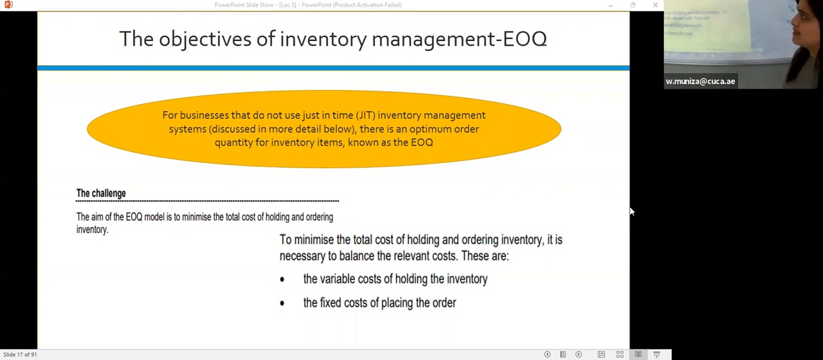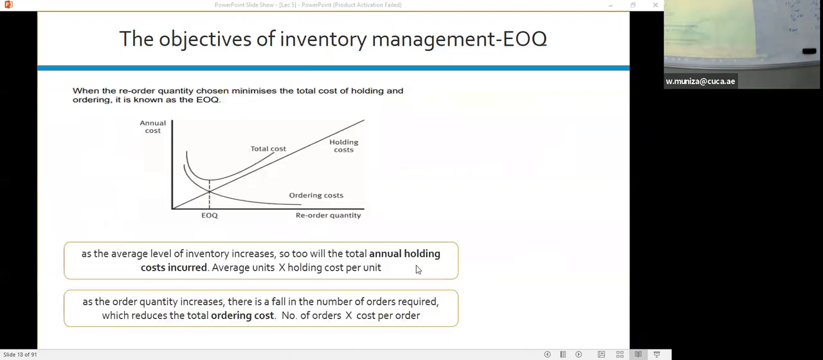They say for businesses that do not use just-in-time inventory management systems, there is an optimum order quantity for inventory items known as EOQ. To minimize the total cost of holding and ordering inventory, it is necessary to balance the relevant costs. What are relevant costs? Future incremental cash flows. These are the variable costs of holding the inventory and the fixed cost of placing the order. So it means holding costs and ordering costs.